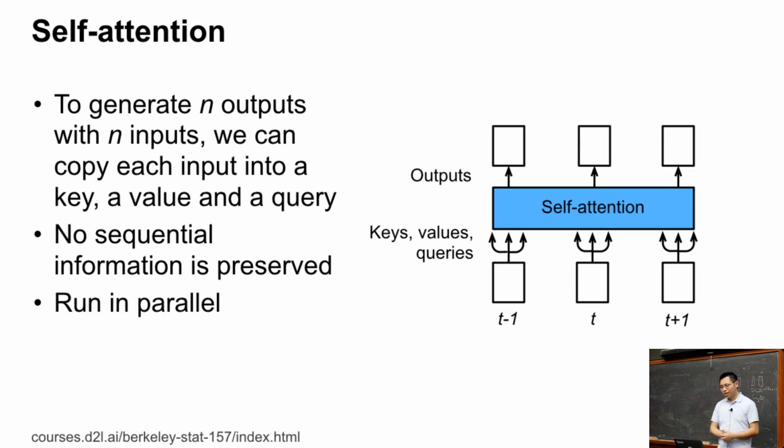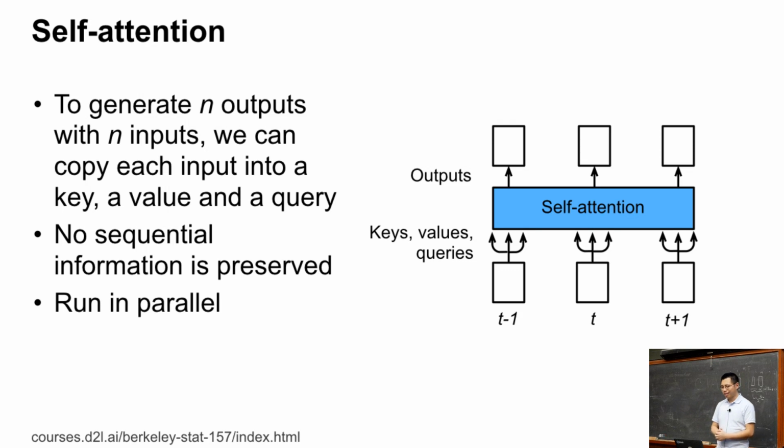Okay, but note that there's no sequential information preserved. If we shuffle the sequence order, you will get the same output element values. Even if the output order has changed, the output values have not changed. Because remember what we do here: we compute the key-value scores, apply softmax, and take the weighted sum of the values. So this is not sensitive to the order we pass into the softmax or the weighted sum. That's a bad thing. If we want to really replace the RNN layer, we need to add sequential information later.